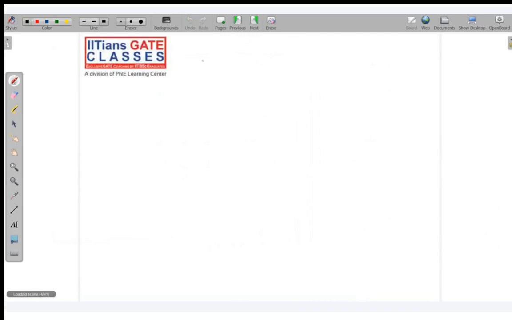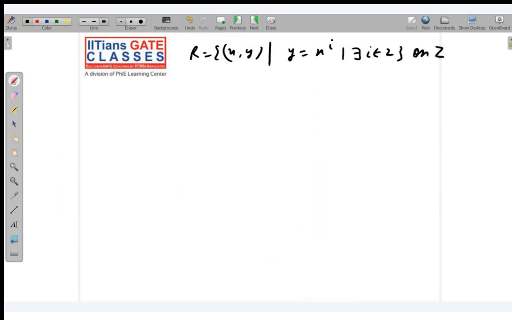Okay, so the next question is the same. We are doing the same examples again and again. R is equal to {(x, y) : y = x^i, such that there exists i belongs to Z}, on Z. So what we have to do is the same thing.